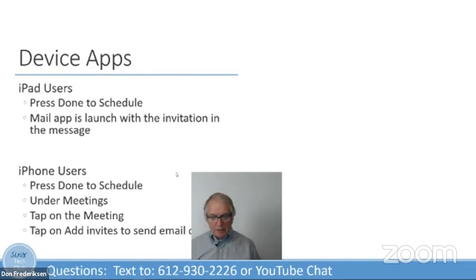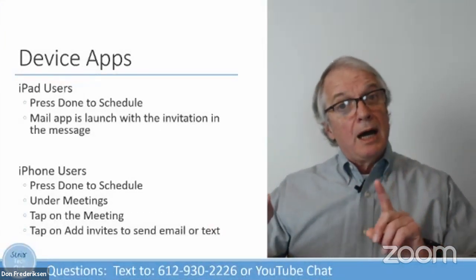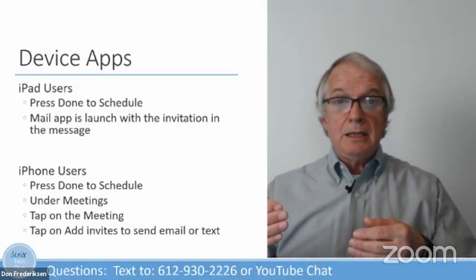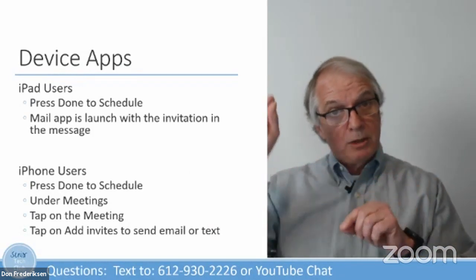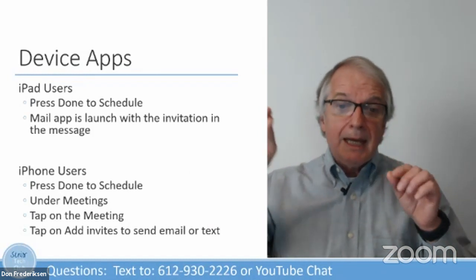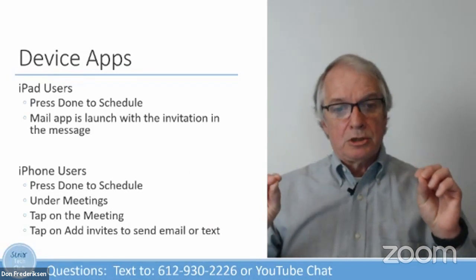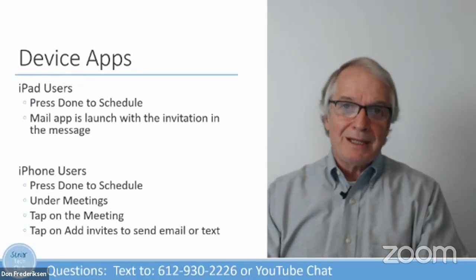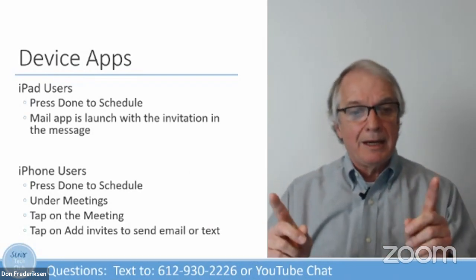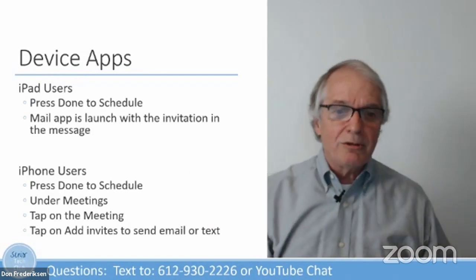I just wanted to make another couple notes about some other apps. If you happen to be an iPad user and you're scheduling a meeting, you're going to press done to schedule, rather than the schedule button. You're going to have a done command at the top. And then beautifully, the Mail app is launched and the invitation information is in the body of that message. Beautifully done on the iPad. On your computer, you actually have to copy it and then paste it over to the email.